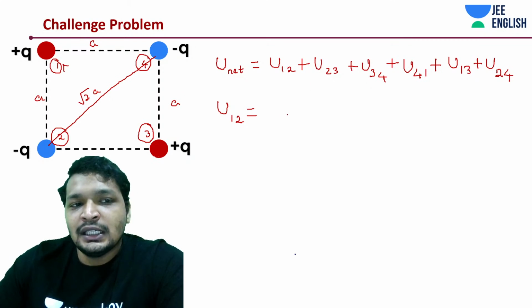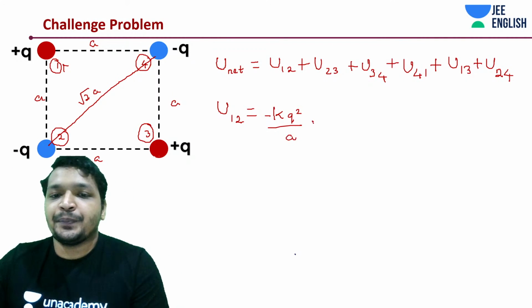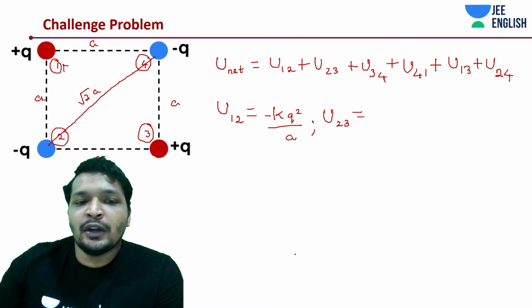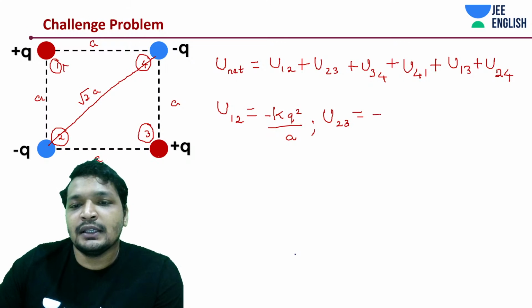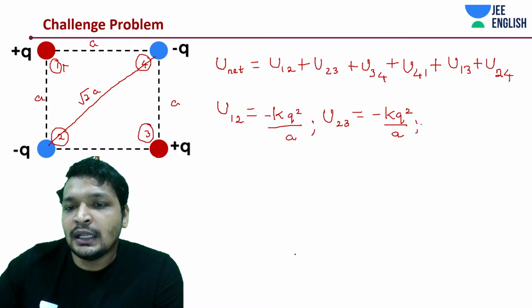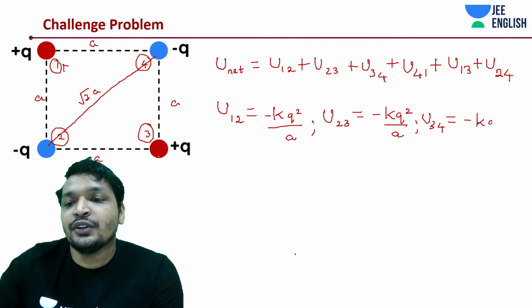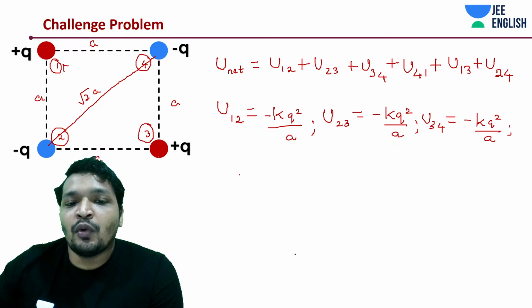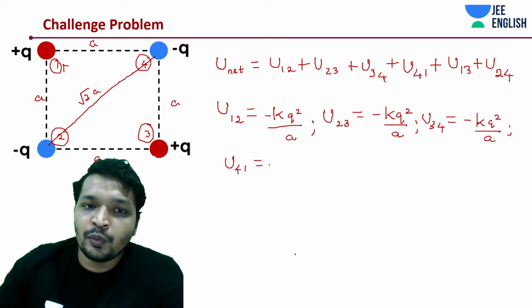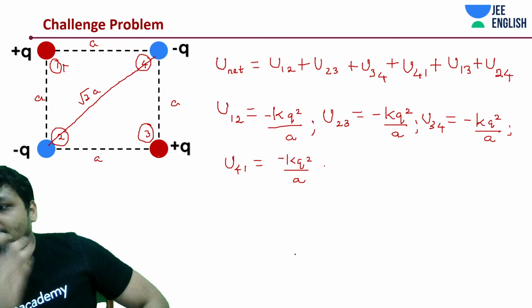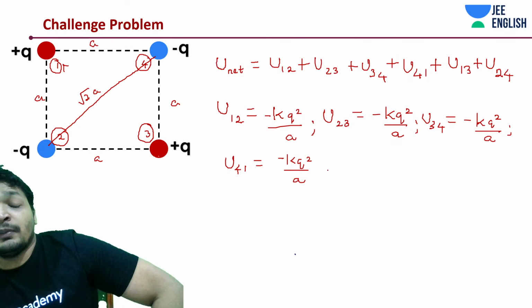U12 is how much? U12 is plus q minus q. So that is going to be k into plus q minus q square by a, there will be a minus, divided by a. And similarly your U23 is going to be how much? Minus q plus q. Does not matter. It's minus kq square by a. And then U34 is going to be how much? It's going to be plus q minus q. Again it's going to yield minus kq square by a. And what about U41 guys? U41 again minus q plus q, so it's going to be minus kq square by a. You understood an amazing thing. There should be 4 like minus kq square by a.